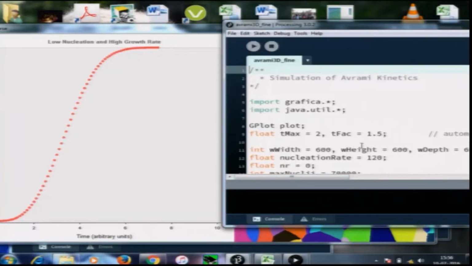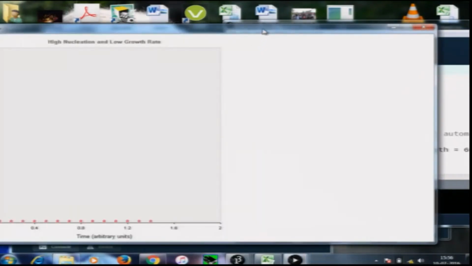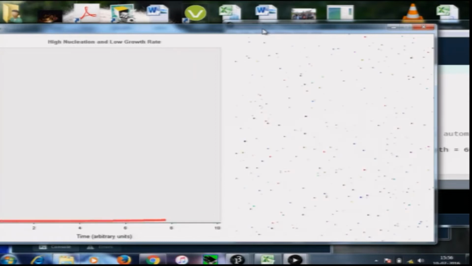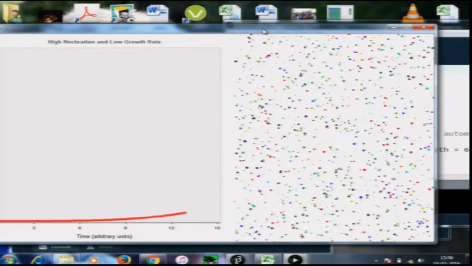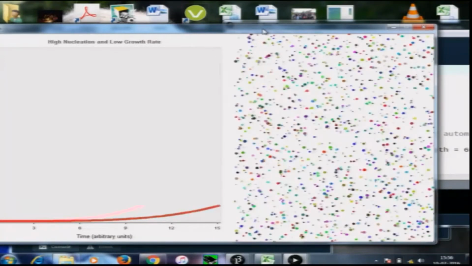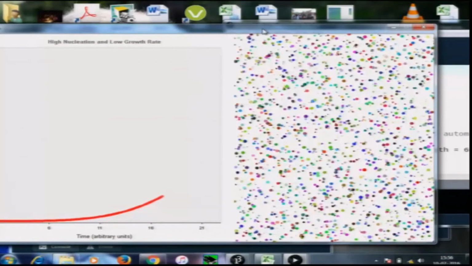Let me also now look at a third one in which the nucleation rate has been made very high while the growth rate has been reduced significantly, and if we do this, you will find now, of course, that the kinetics at this stage has become slower. The rate at which the overall transformation is taking place is now much smaller.